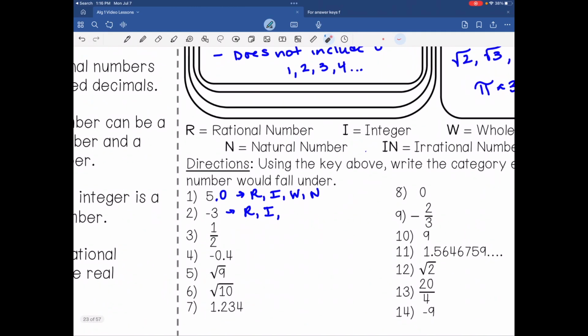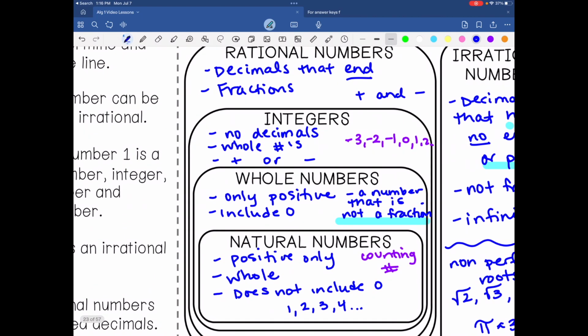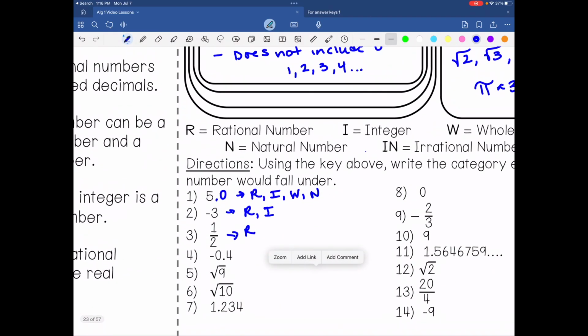What about, let's erase my little comma. Okay, what about 1/2? So we know fractions are always rational. Now we're going to go down in the chain. Is it an integer? No. 1/2 is not an integer because integers are only whole numbers, right? They're only numbers without decimals or fractions. So we stop there.